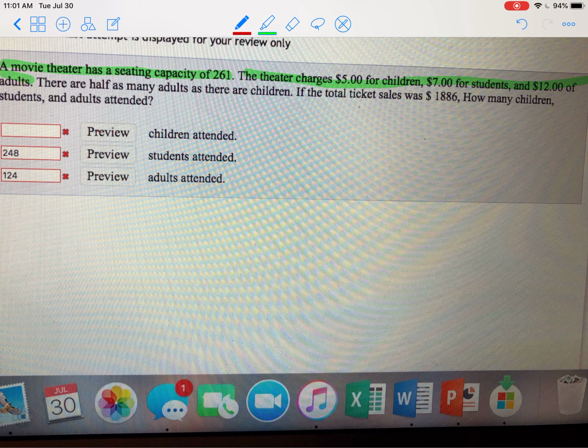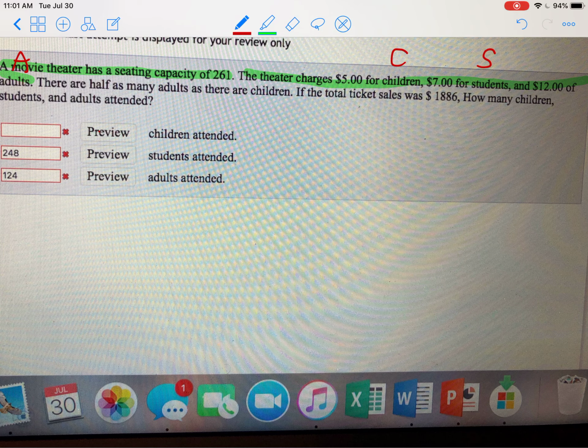And we begin by assigning variables. I'm just going to use obvious letters like C for children, S for students, and A for adults. And then we'll go ahead and use those to set up our equations.